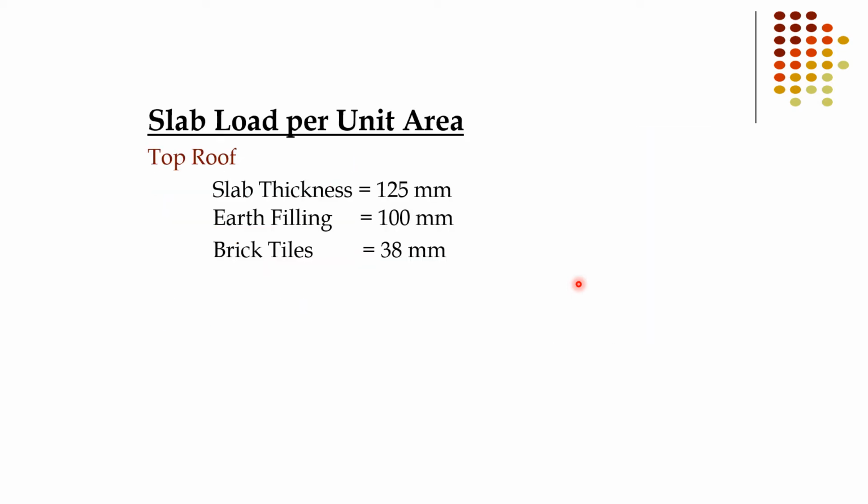Now this is the basic and simple calculation for the slab roof load and for the intermediate floor load. On the top story of the building, at the roof, there is a slab present. For example, this is a sample calculation: 125 millimeter, that may be 150 millimeter or 175 millimeter. And earth fill or the insulation material we use, or the soil we use, is mostly 4-inch, 100 millimeter, and the brick tiles are 38 millimeter. How do we calculate the total load of the slab?